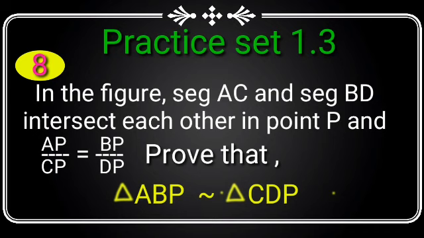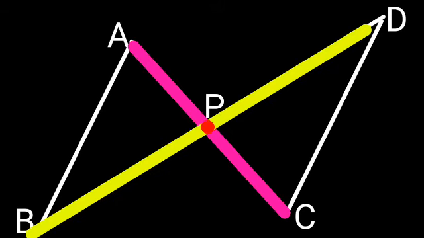1.3, example number 8. In the figure, segment AC and segment BD intersect each other in point P, and AP upon CP is equal to BP upon DP. Prove that triangle ABP is similar to triangle CDP.